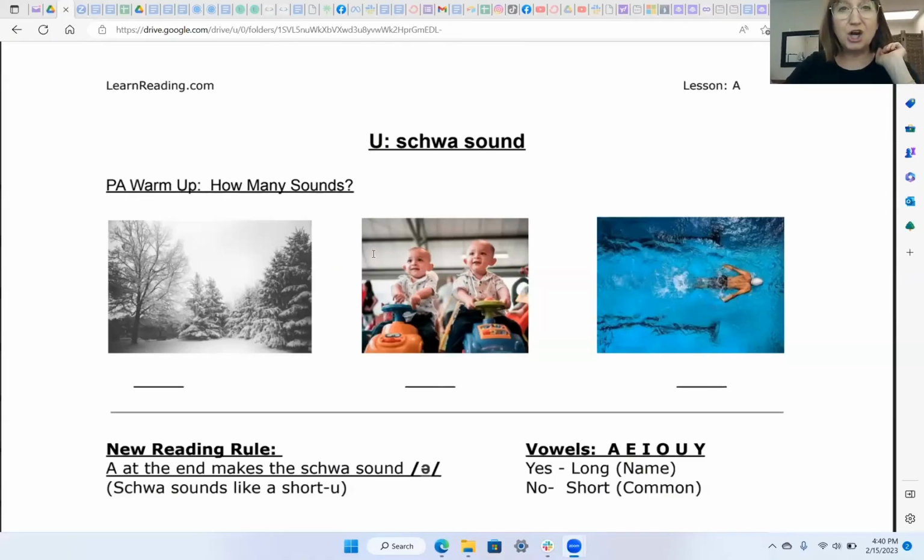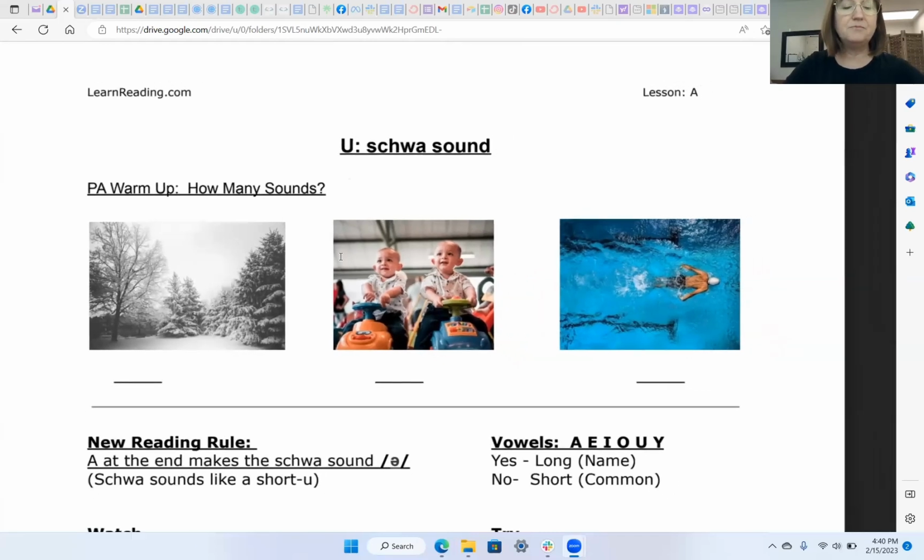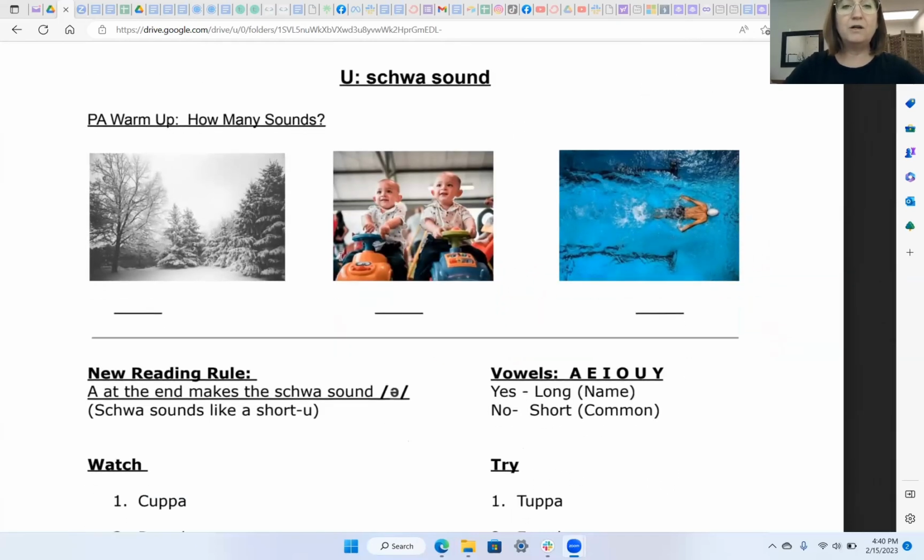In this lesson, we're going to talk about how A will sound like a short U if it's at the very end, the very last letter. We did this also in A month, but lots of us weren't here in A month. And it's a very common occurrence. So I wanted to go over it again in this lesson, in the U lesson. But first, let's do our phonemic awareness warm-up.